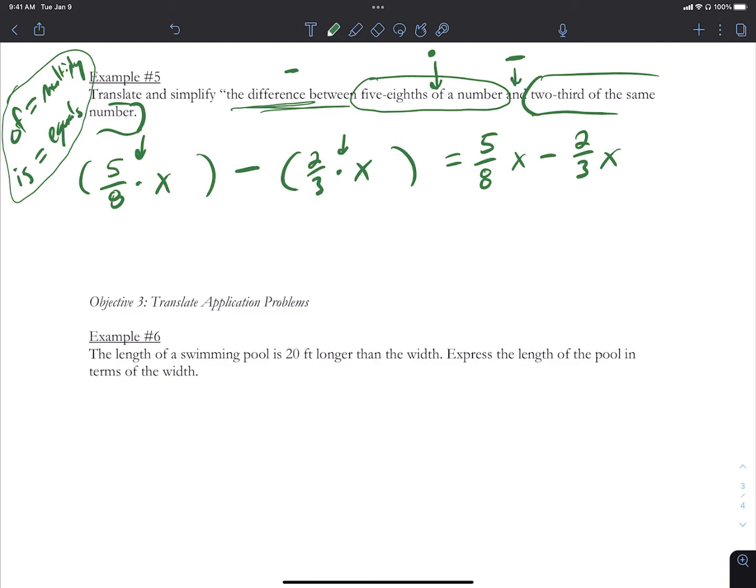We want to subtract 5/8 minus 2/3 in order to simplify this down, so we need to have common denominators. An easy common denominator, which is actually the least common denominator, the LCD, is 24. If I take 3 times 8, that gets me to 24. So if I take 5/8 and multiply it times 3/3, that will give me a common denominator of 24. And for 2/3, I need to multiply by 8/8.